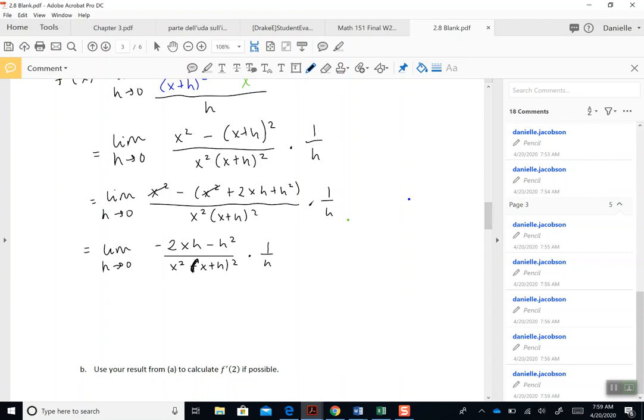This is fantastic because I can see in the numerator, I can factor out the h to divide out with this h, which means I am now, after I do that, going to be able to run my limit.